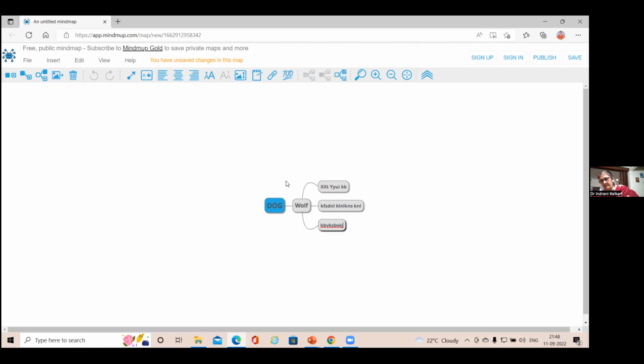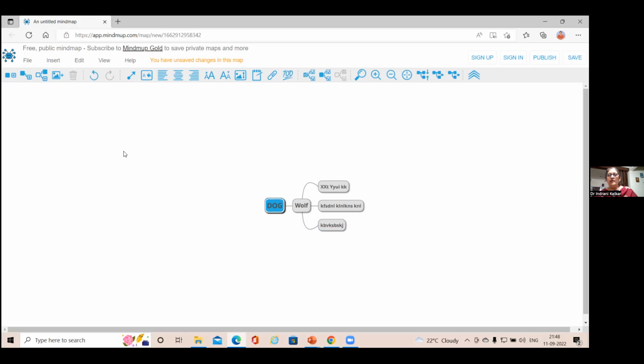Now what you observe here is you don't have to do positioning. If you add more, it positions itself. That's the beauty of this software. If you are doing it on a drawing paper, you have to do this planning in mind before.